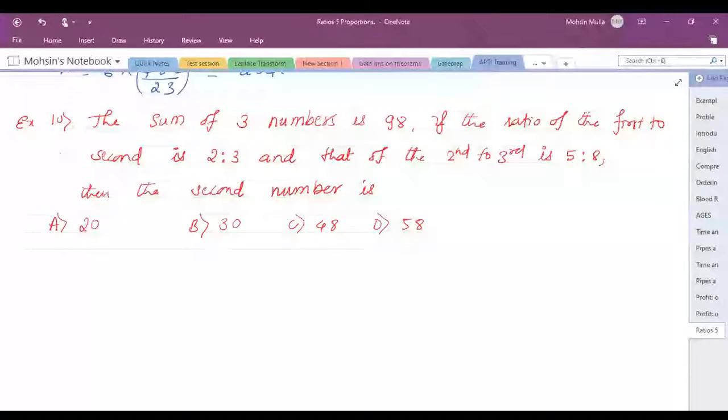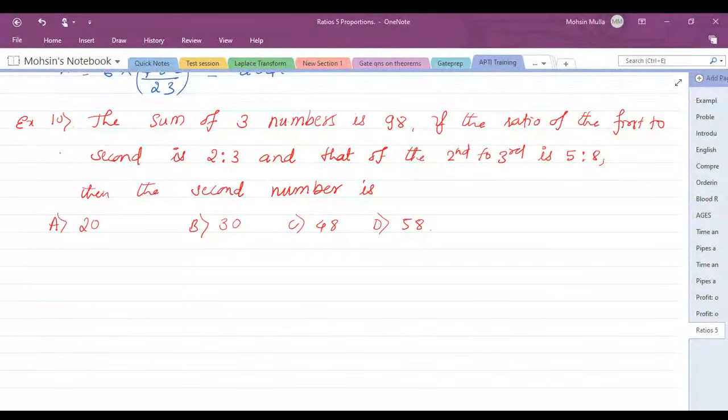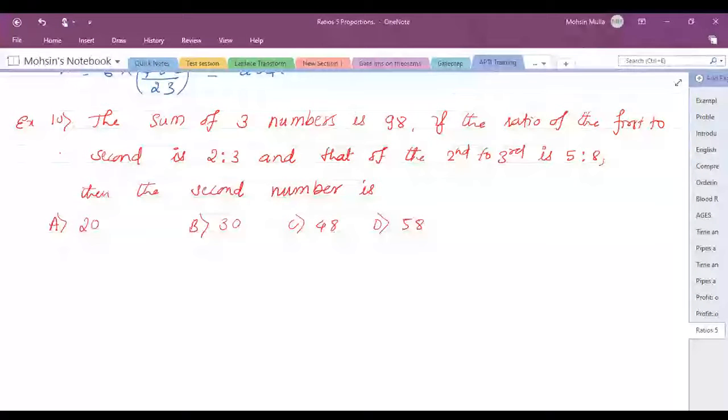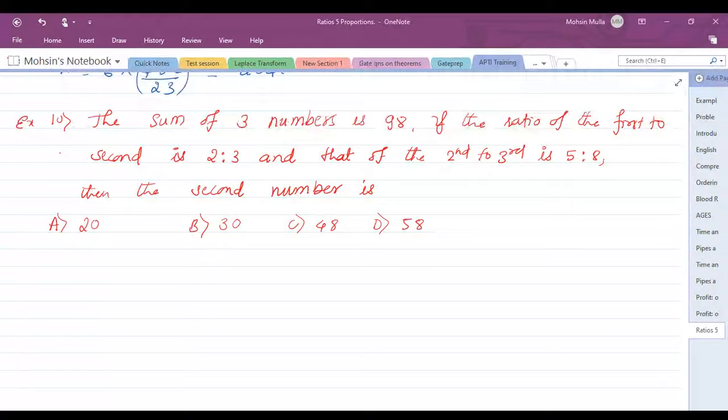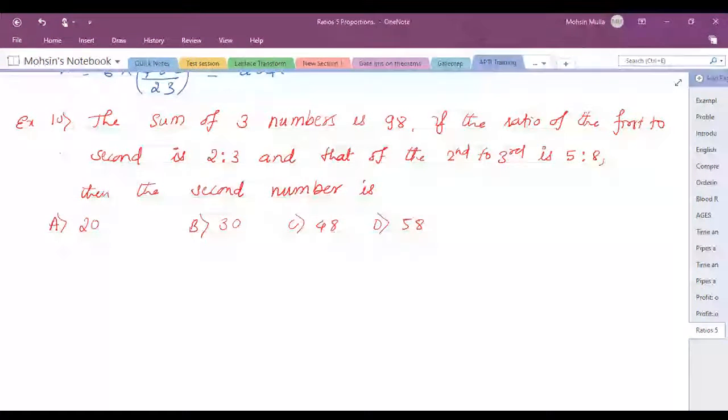Okay, so just tell me how many parts the second number will have. 30 is its value. Then what is the total number of parts that B is having? Because there is a ratio among three different numbers A, B, C. So how much is B having? 15.